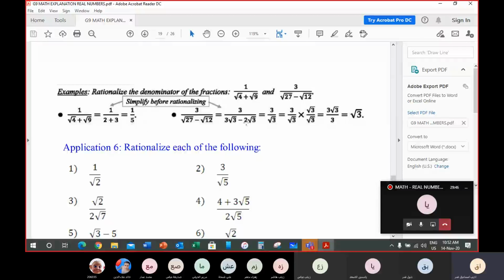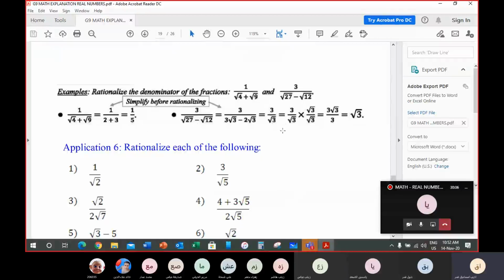The next one. To make it simple also, we simplify the numbers under the radical. Radical 27 is 3 radical 3 and radical 12 is 2 radical 3. Then 3 radical 3 minus 2 radical 3 equals radical 3. So the simplified fraction is 3 over radical 3.